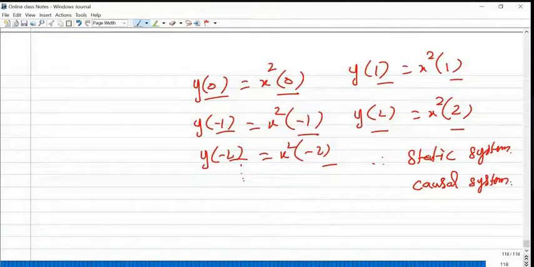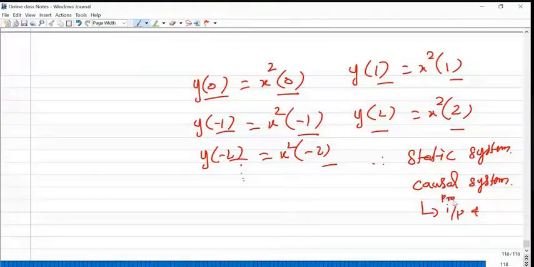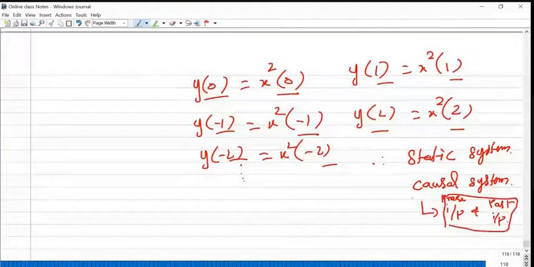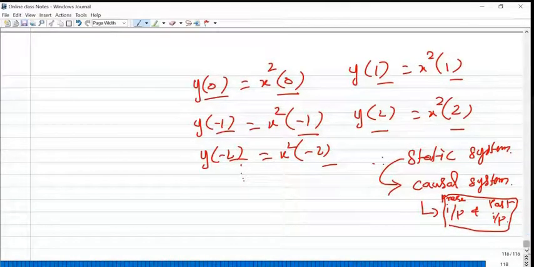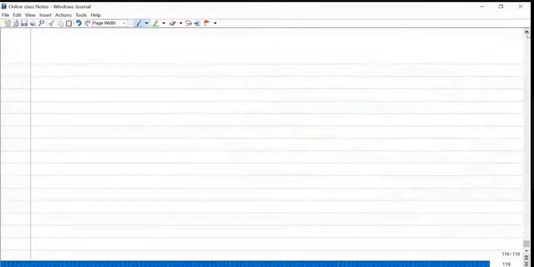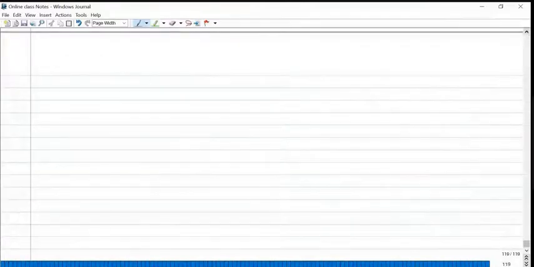Remember, all static systems are causal, but all causal systems are not static. Because causal system definition, present input as well as past input, both are allowed. But static, only present input. So all static systems can be causal systems, but the reverse is not true. Okay. So two things completed: causal, non-causal, static, dynamic. We completed. Now check whether it is linear or non-linear.